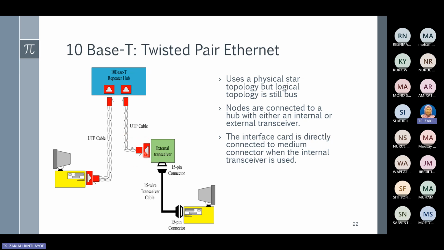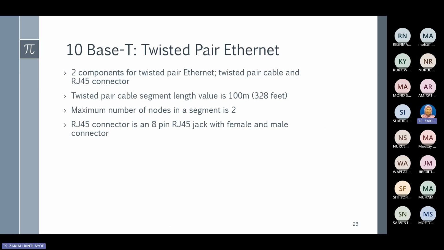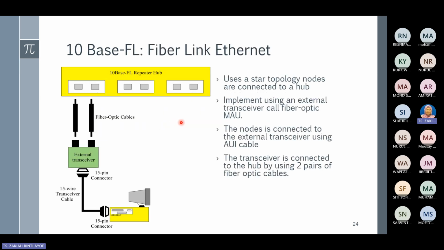Okay, so this external transceiver is connected to the repeater hub, and then from another one here will be connected using a UTP cable. Now, 10BASE-T twisted pair Ethernet requires two components: twisted pair cable and RJ45. The maximum length is 100 meters. The maximum nodes in a segment is 2. And then they use an 8-pin RJ45 jack with female and male connectors.